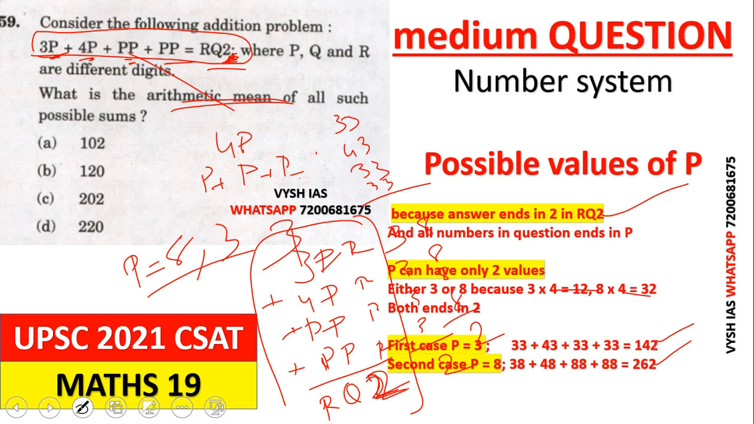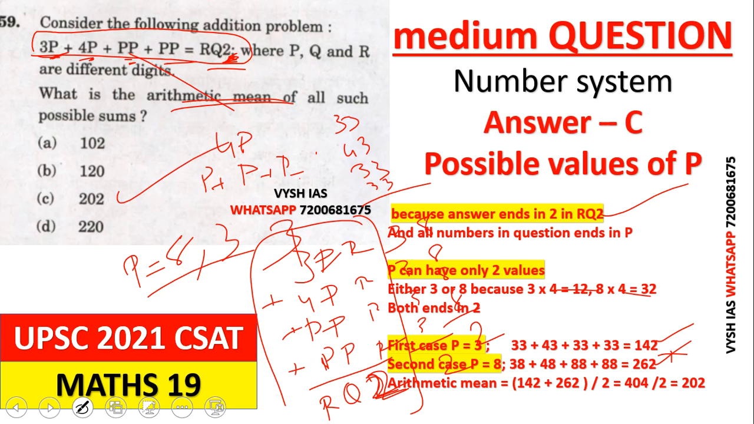Okay, here you are not exactly finding out exactly what is pqr. You are just trying to see possibilities. First possibility you saw, second possibility you saw. This is only 2 possibilities. Simply add it. Arithmetic mean means what? This plus this by 2. 404 by 2. 202. Got the answer? Okay. So this and all is little in the exam hall how you use your brain.